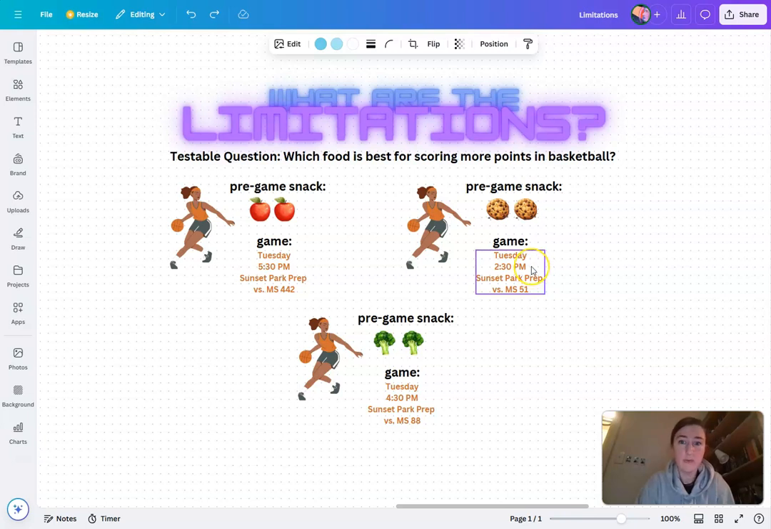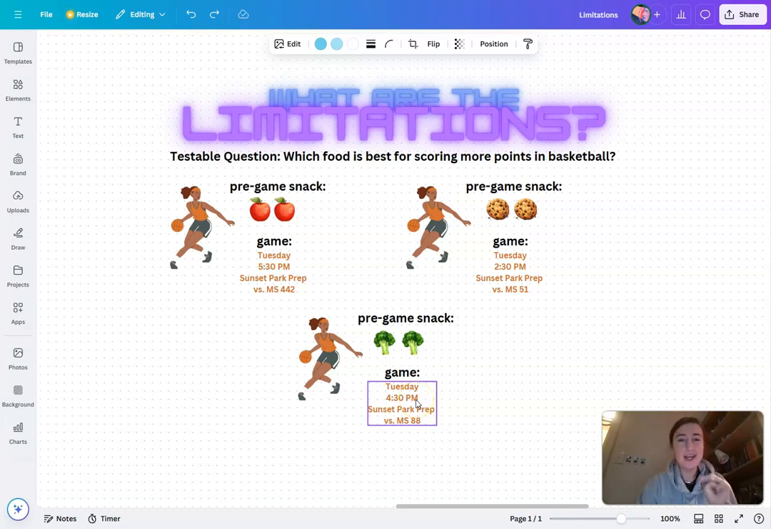We don't know. It could be the cookies, all right? But it could not be the cookies. That's why it's a limitation. We have to keep everything the same. So ideally, all of these times would be the same. Maybe 5:30 p.m., 5:30 p.m., 5:30 p.m.